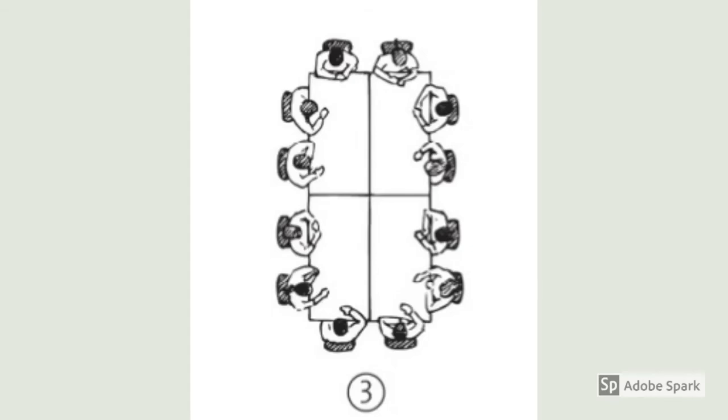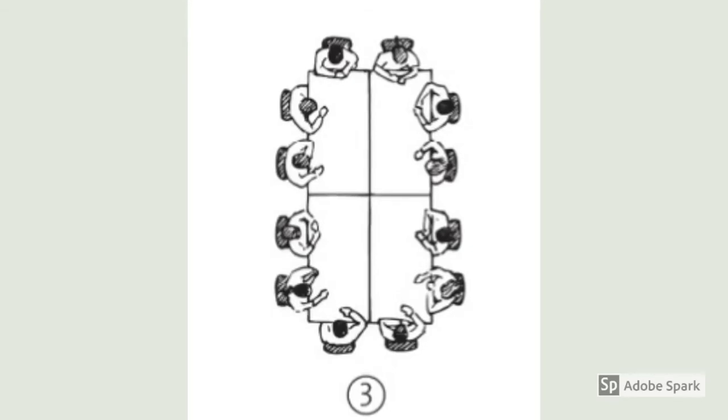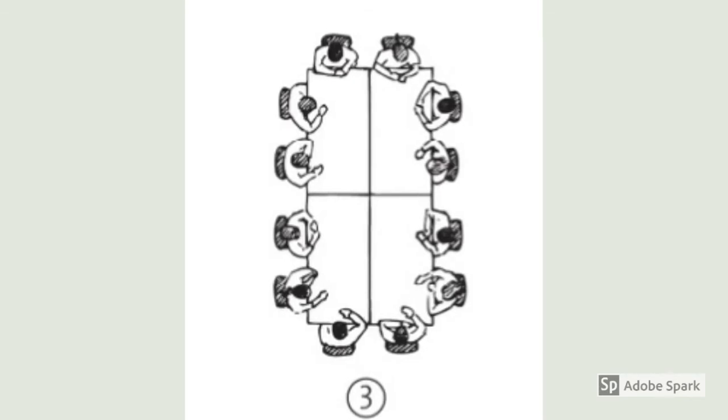Number 3 pulls the tables together to form a large table and sits learners around it. Now, this may increase the feeling of cooperation and working together on a single task.